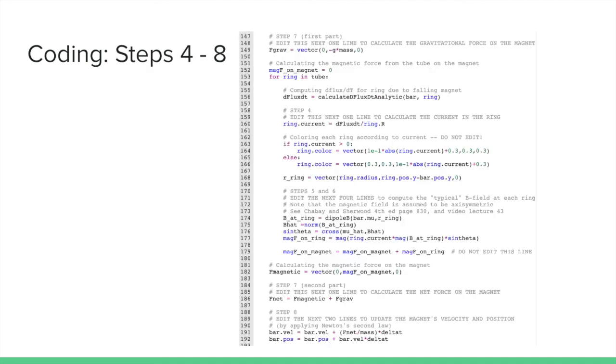Steps 4 to 8 are kind of mixed together and in between each other. The main gist here is there's a big for loop running over and over, which adds the gravitational force as well as the magnetic force to get one net force on the magnet.